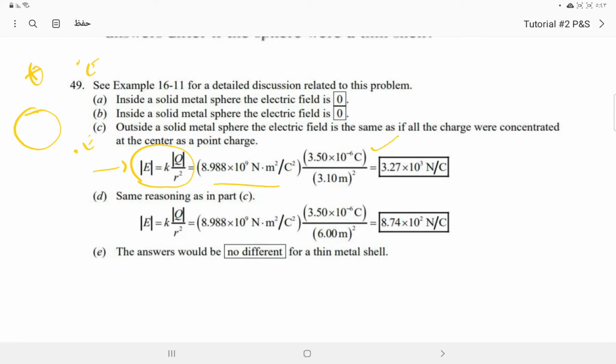Q has been given, and the distance at C is 3.10 meter. It's not a centimeter, it's a meter. Okay, so this will be the result, and don't forget the units here. Okay, what about D? The D is the same thing, but we change only the distance. Instead of 3, 6, and it should be lower. You see, this is 8.74 times 10 to the power 2, but here 10 to the power 3. Okay, as we go far away from the metal sphere, the electric field is decaying.